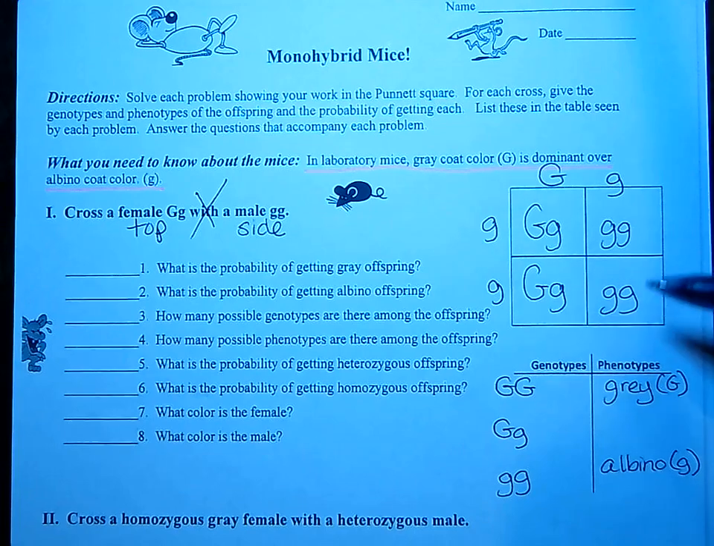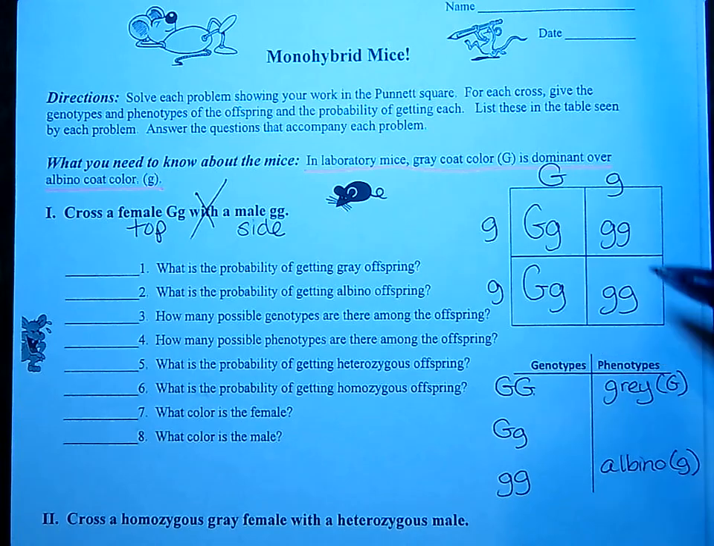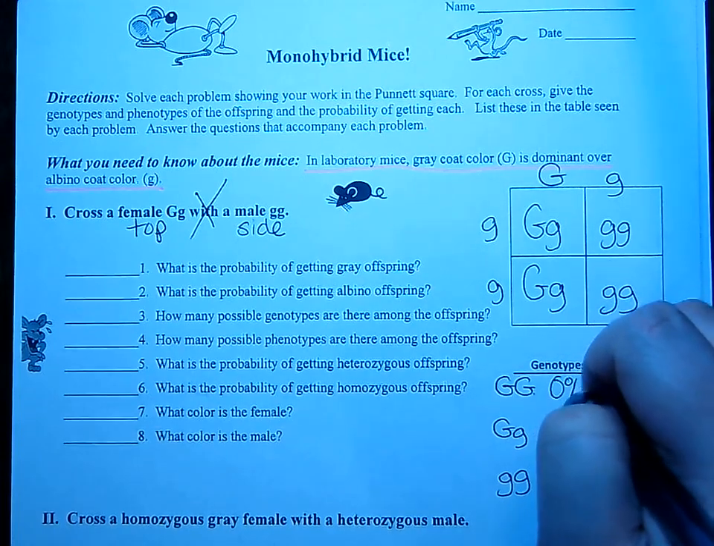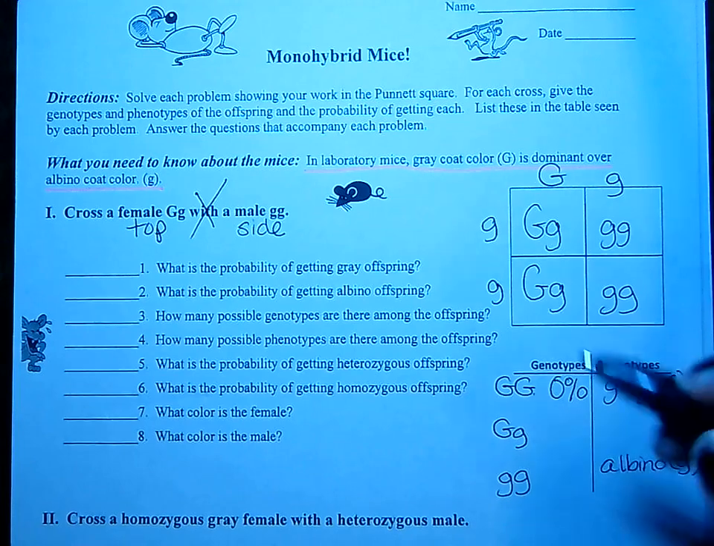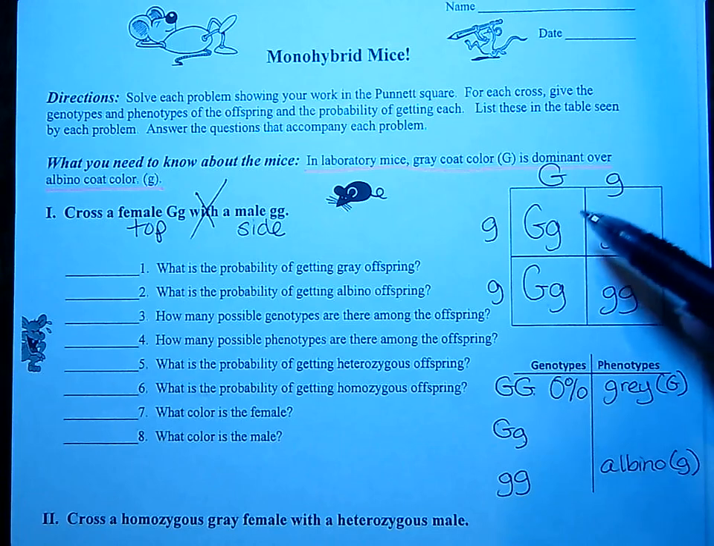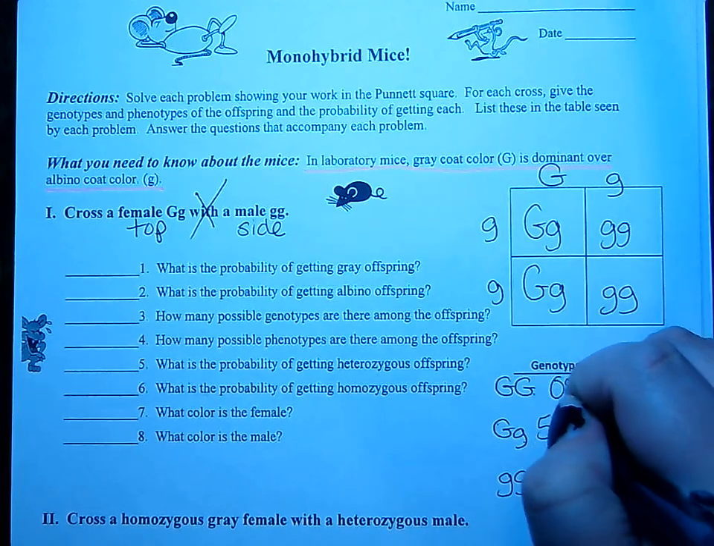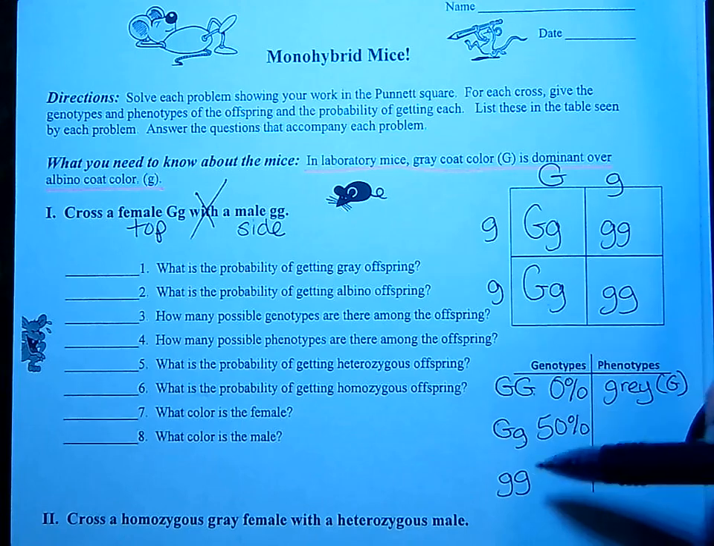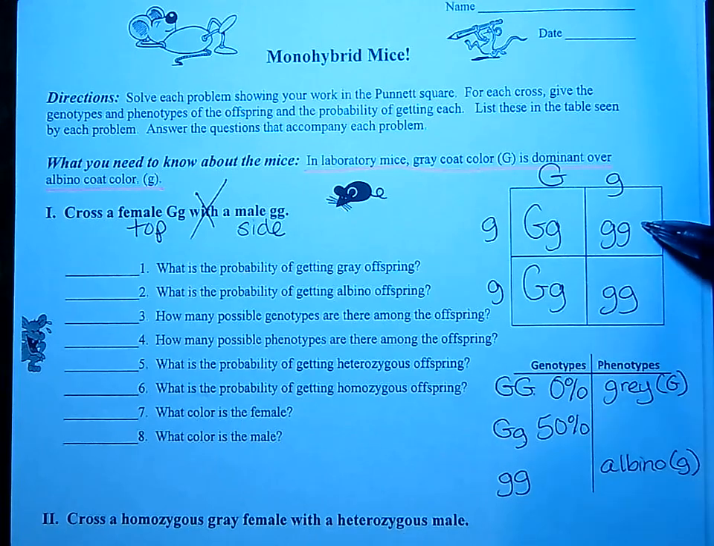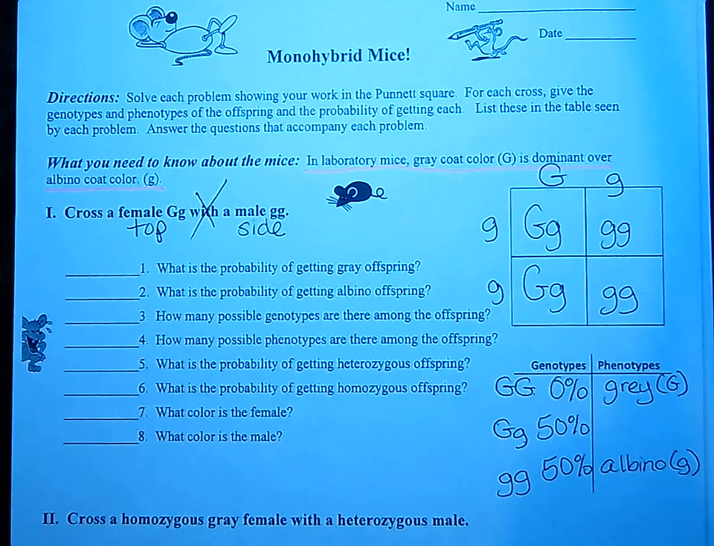So looking at our Punnett square, we have 0% big G big G. None of the squares have that genotype or that combination. For big G little g, 2 out of the 4 squares have that. So that would be the same thing as 2 fourths, 1/2, or 50%. Also, for homozygous recessive, little g little g, we have 2 out of the 4 squares. That one would be 50%.